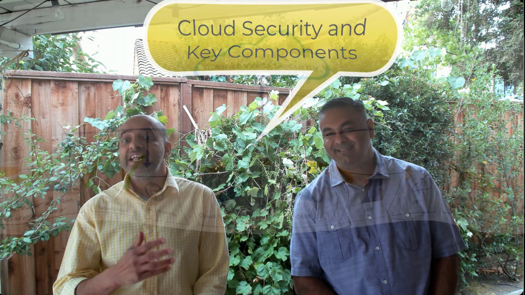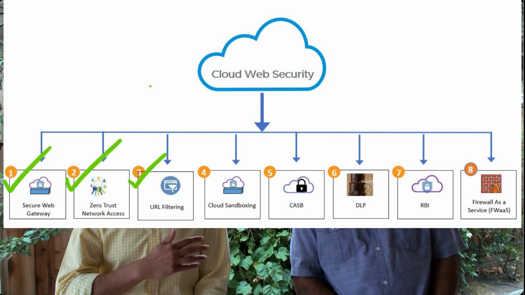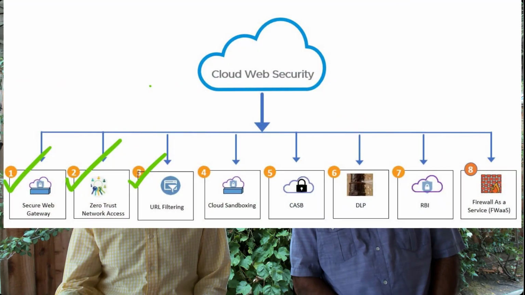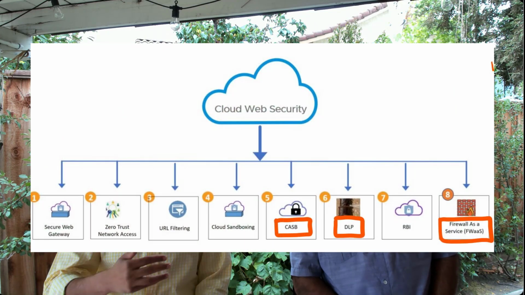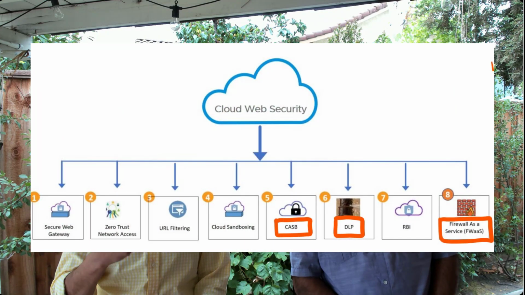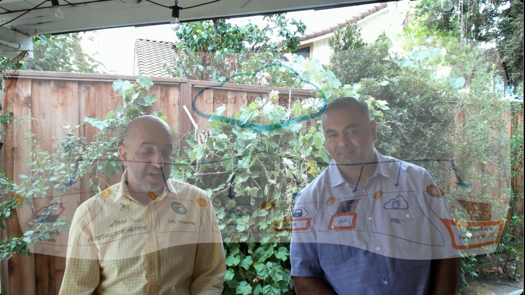So in part 1, we introduced cloud security and its key components. We talked about secure access, secure web gateway, URL filtering. So today we will continue from there and we will talk about a few additional key components of cloud security.